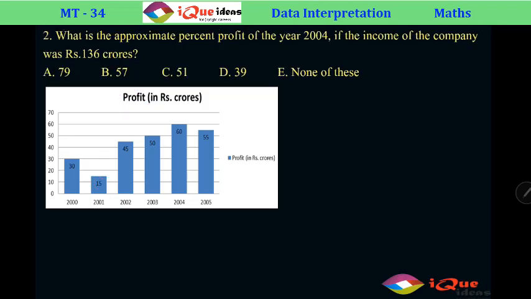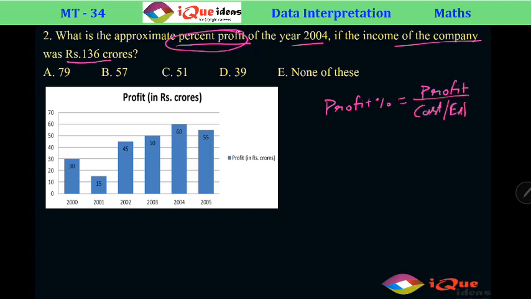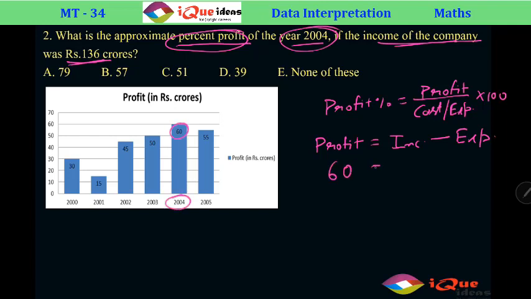Now the next one. This one says, what is the approximate percentage profit of the year 2004 if the income of the company was rupees 136 crores? Now it says percentage profit. If you remember, profit percentage is equal to profit value divided by cost, and in this case cost would be the expenditure, into 100, right? Now we know that profit is equal to income minus expenditure. Profit in 2004 is 60 crores. So 60 is equal to income, given as 136 crores, minus the expenditure. So expenditure is equal to 136 minus 60, that is 76 crores, right? And profit is 60 crores.